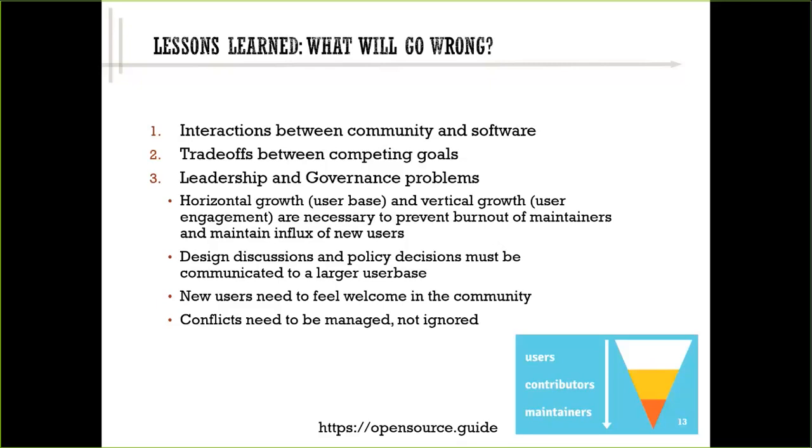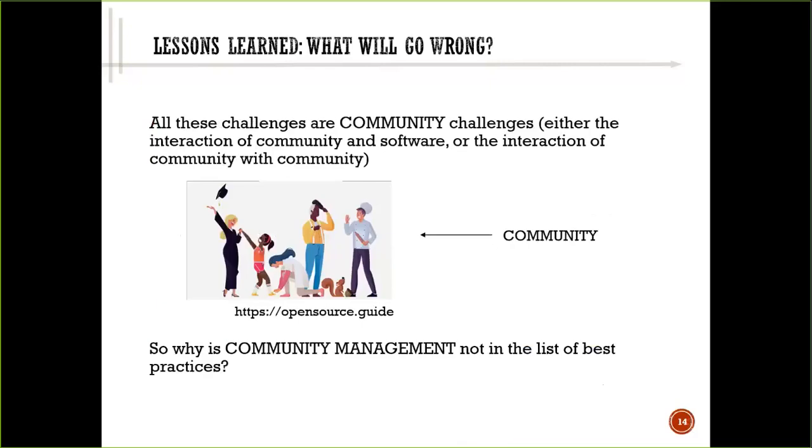So when I made this list of problems, I realized that in some form, all of these challenges are actually community challenges. Either it's about the interaction of the community with the software, or it's about the interaction of the community with the community. So why is community management not in the list of best practices that I showed you earlier?